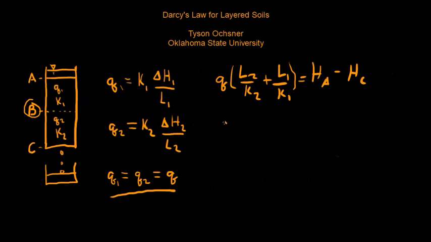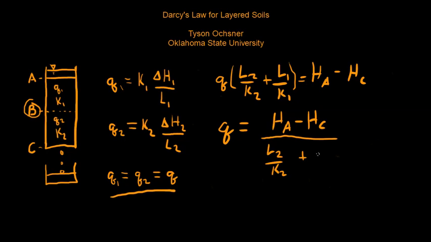So if we divide, then we get Q equals HA minus HC over L2 over K2 plus L1 over K1. So that's Darcy's law for layered soils.